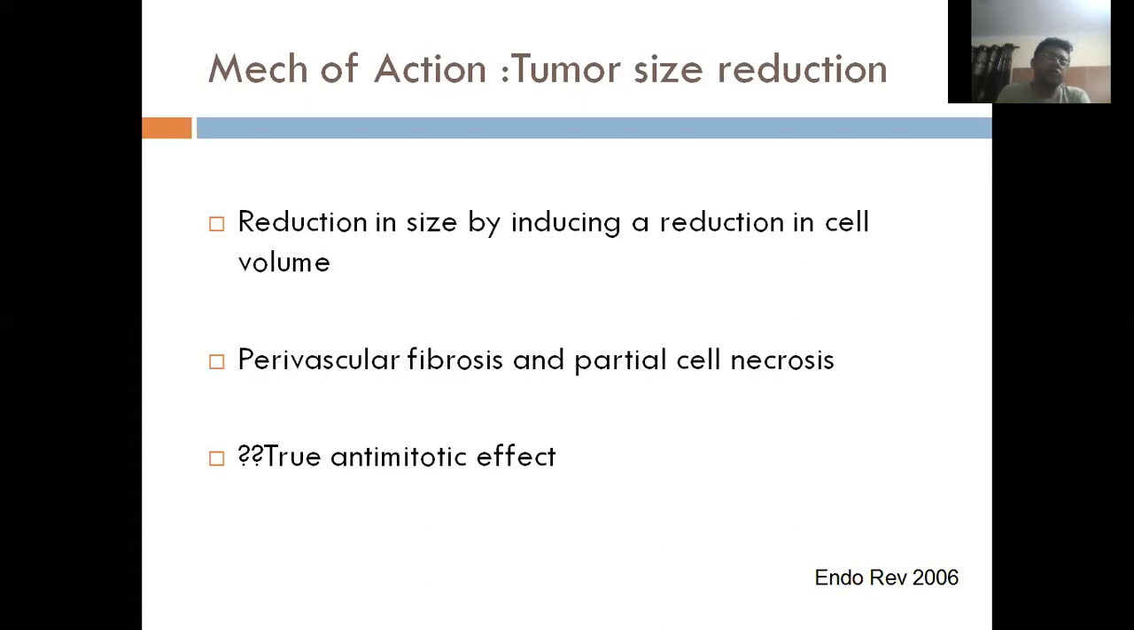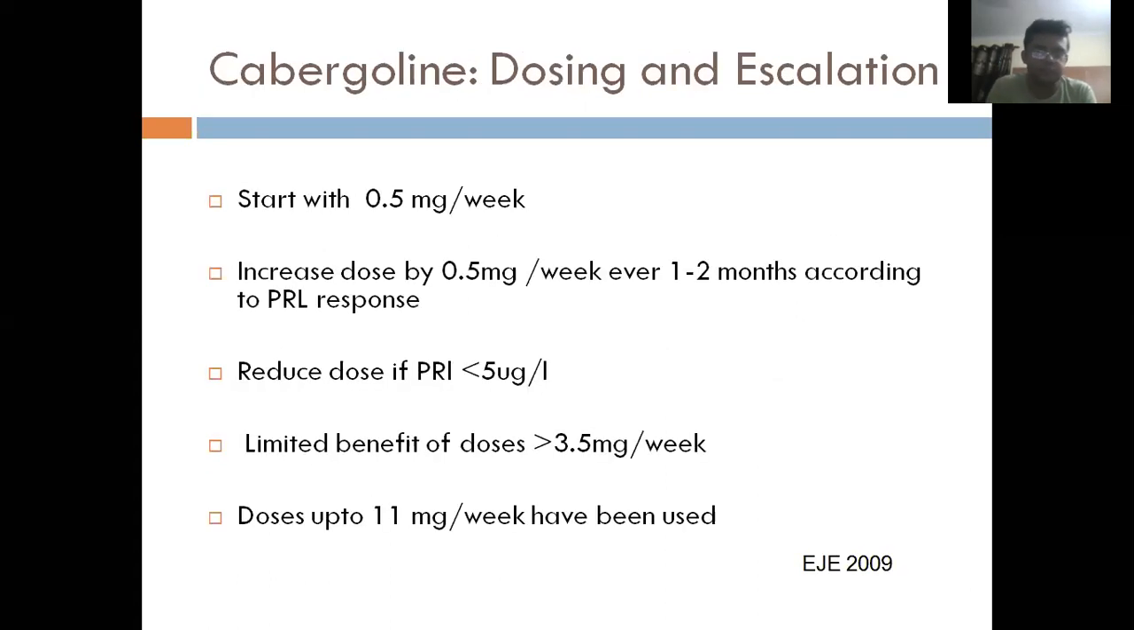So the treatment of choice is dopaminergic agonist therapy, which not only reduces prolactin levels, but also kills the prolactin secreting cells. So you start with a dose of 0.5 milligram per week. Generally, we give it 0.25 twice a week. Then you increase the dose every 1 to 2 months, depending on the prolactin response. The target is to suppress the prolactin, not to make it normal. You want to make it low.